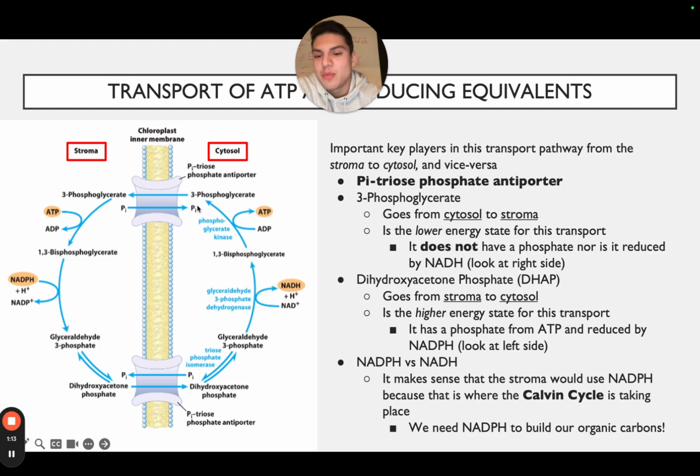Because we need to move inorganic phosphate out. But the cycle can continue and move its way back in through 3-phosphoglycerate, in which we form NADH and ATP. And one thing I want to point out is that in the stroma, again, this is stage 2 of the Calvin cycle, we use NADPH.